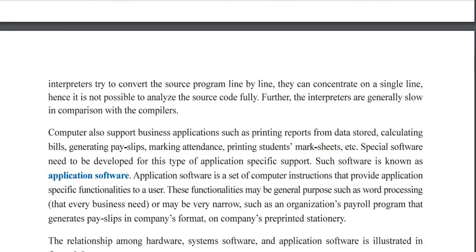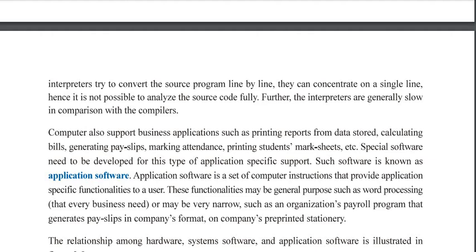Since interpreters try to convert the source line by line, as I have already told you, we get the proper result. Now it is not compulsory that an interpreter is used every time. Sometimes a compiler is also used, and a compiler also gives us accurate results.